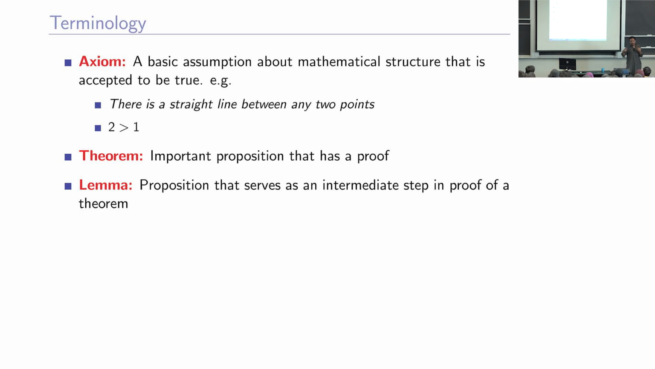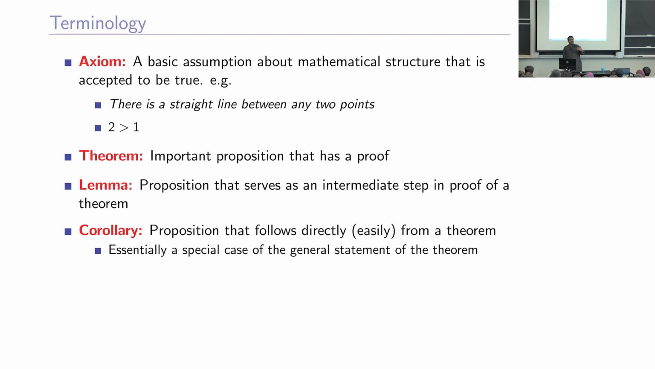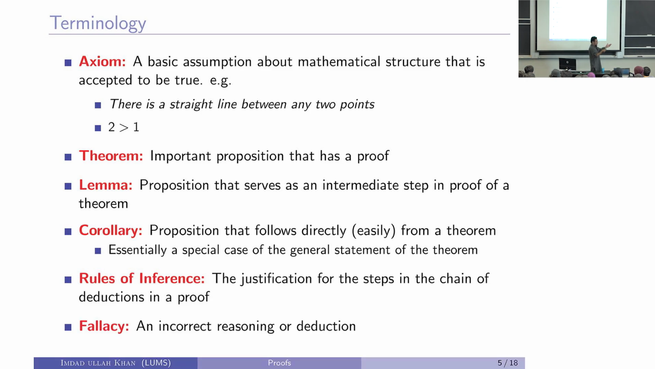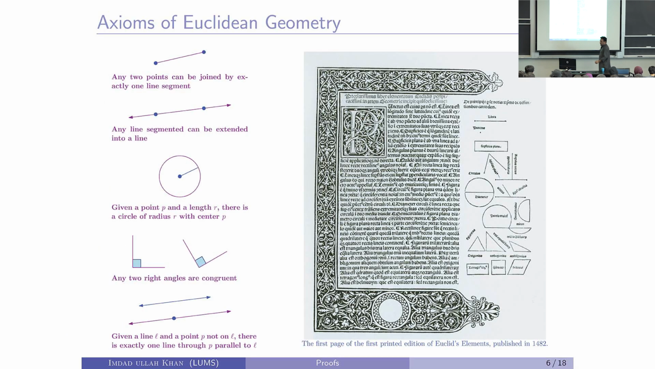A corollary also is a true proposition for which there is a proof. But we typically refer to a statement as a corollary when it readily follows immediately from the statement of a theorem, right? Rules of inference are those rules that make the justification for a logical deduction step that we take. Okay, and a fallacy is just a flaw, an incorrect reasoning, which is logically not correct in the steps of a proof or a deduction.